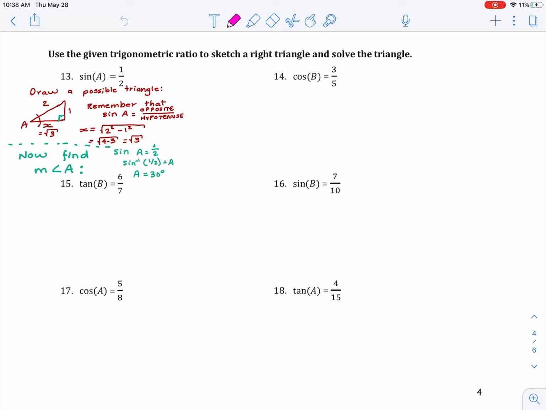Okay, here's the third and final study guide video for our trigonometry test. So we'll start with number 13. Use the trigonometric ratio to sketch a right triangle and solve the triangle. So this says sine A equals 1/2.